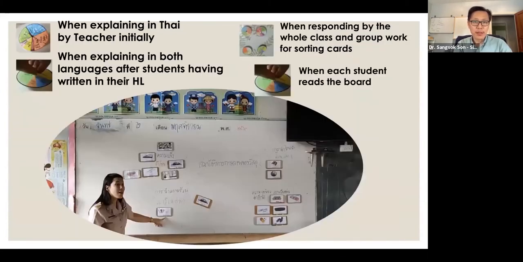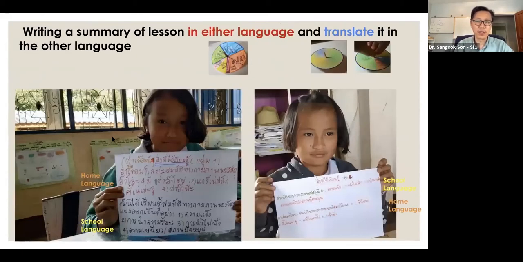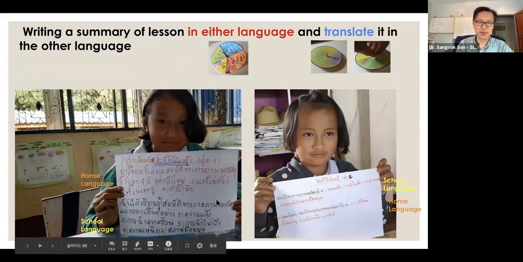After they learned different kinds of materials, like hard material, electric material, or soft material, they were asked to write what they had learned within their lesson. This student wrote the summary in home language first, and then wrote the English and the Thai later, based on the home language summary. On the other hand, this student wrote the summary in school language first, the Thai, and then wrote the same in home language.